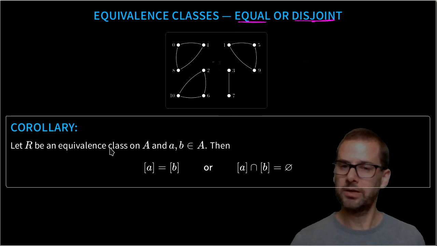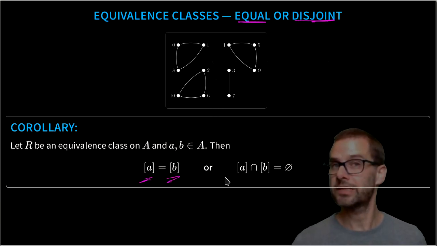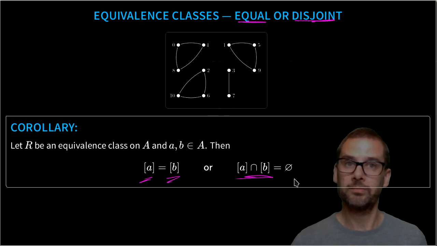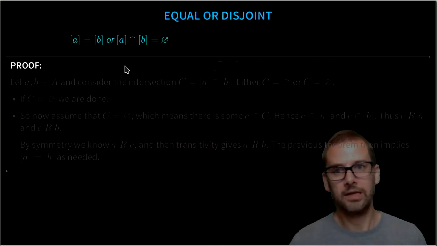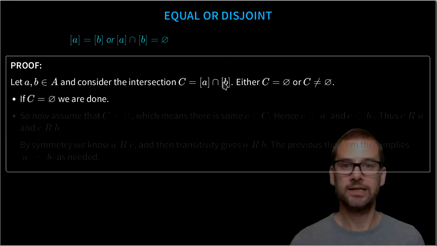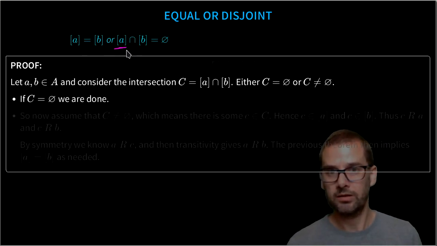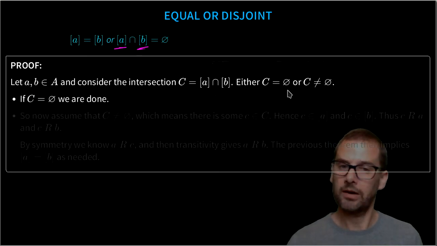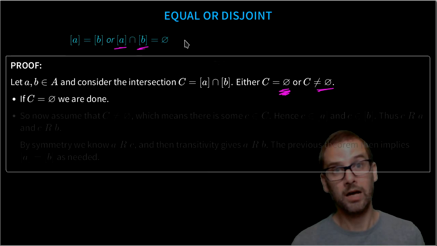Let R be an equivalence relation on A, and let a and b be two elements of A. Then the equivalence class of a is the same as that of b, or they're completely disjoint. We need to prove this, and the proof's not actually that difficult. Let's take a and b and consider the intersection of the two equivalence classes. Now, either that intersection is empty, which is one of the things we'd like to prove, or it's not empty. If it is empty, we're done, because that is one half of our proposition.